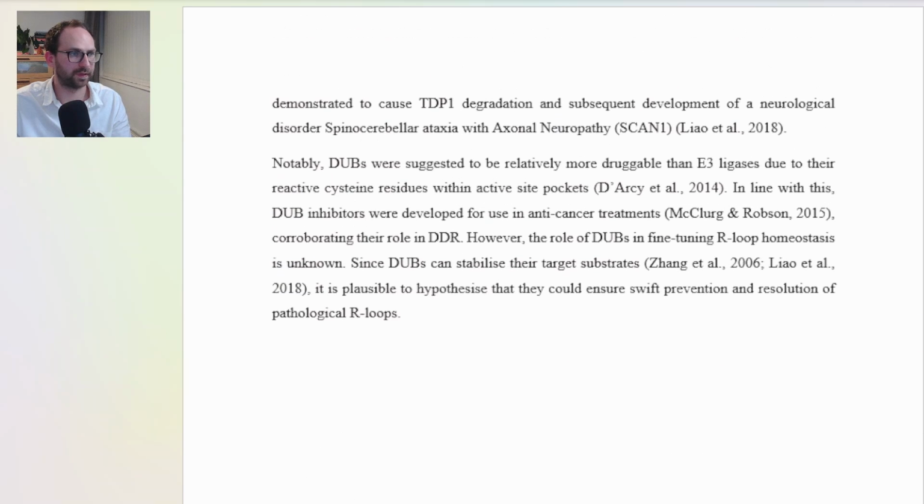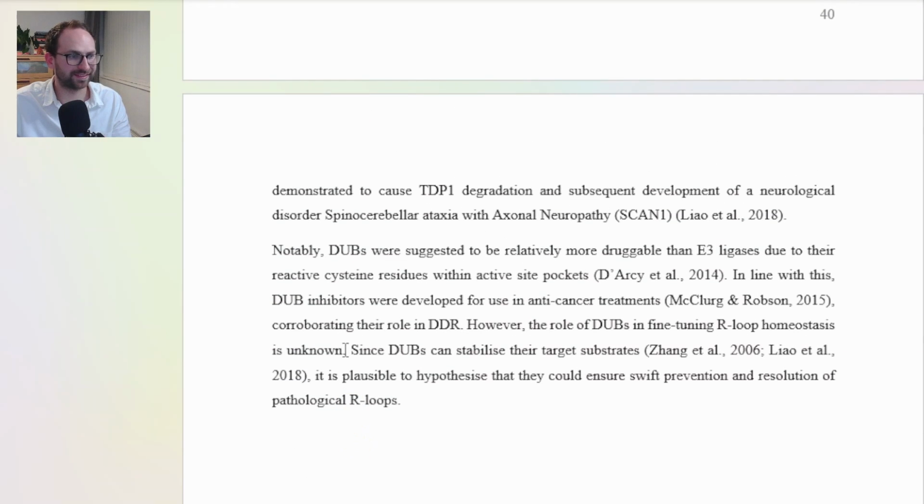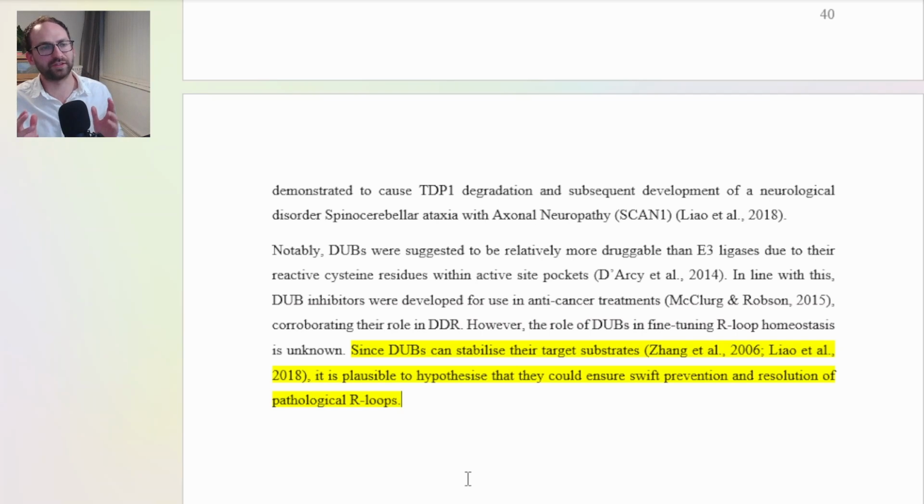So this is that last sentence. I'm going to highlight it again. That last sentence of my introduction. Since it doesn't matter what it is, dApps. Since dApps can stabilize the target substrates, it is plausible to hypothesize that they could ensure swift prevention and resolution of pathological R loops. What is so key here is that I am stating a hypothesis.